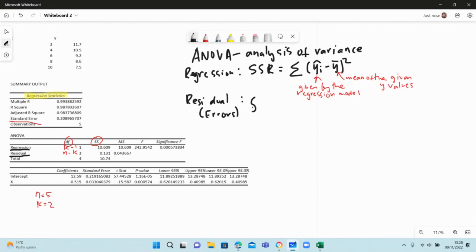And then we have the residual sum of squares, or SSE, which is given by the summation of y sub i minus y sub i hat, squared, where the y sub i hat here is just the corresponding y values as predicted by our regression model. All right, and the y sub i's that you see here are the actual y values.